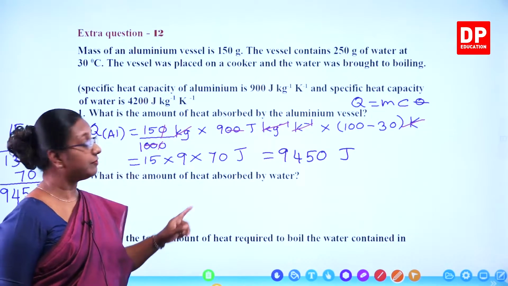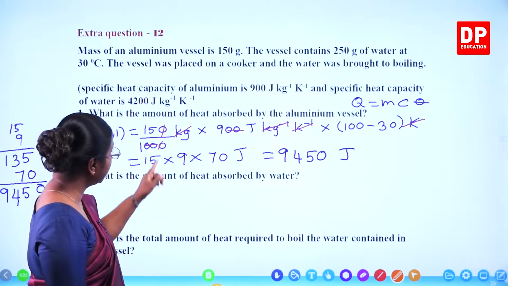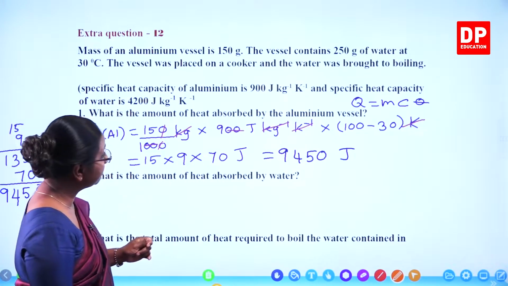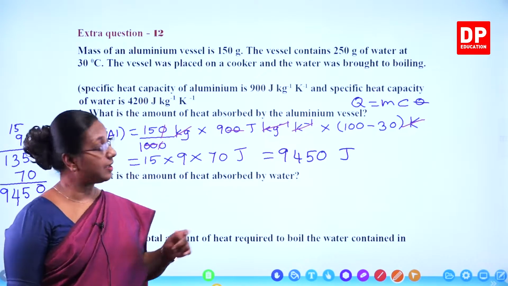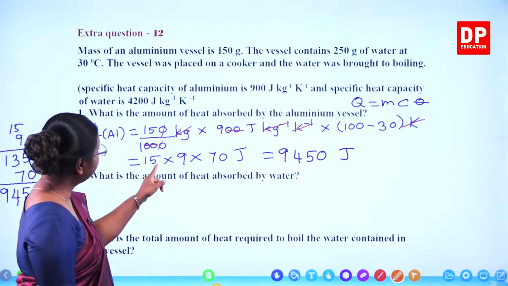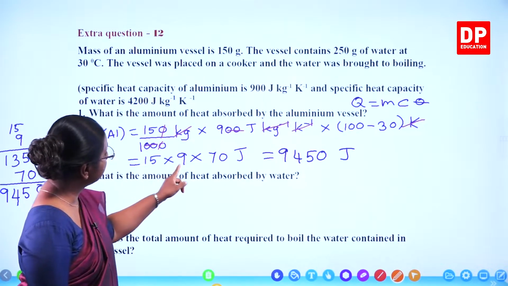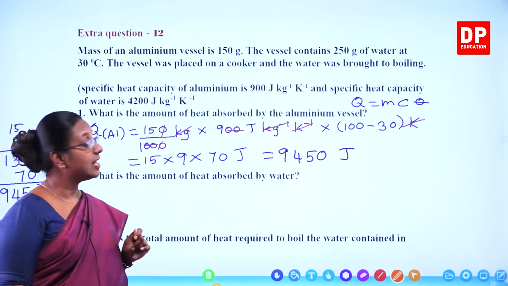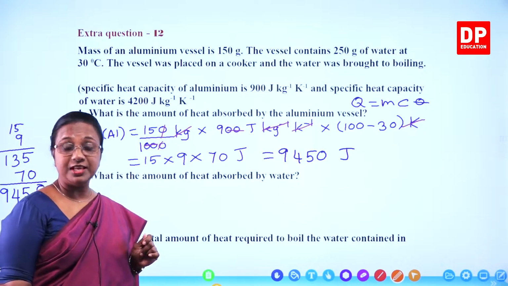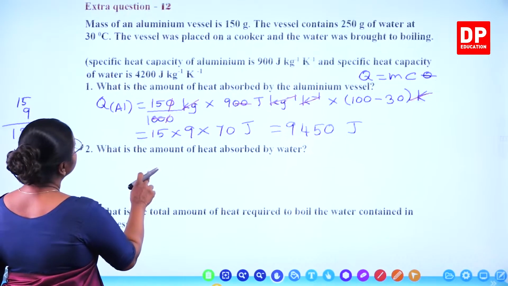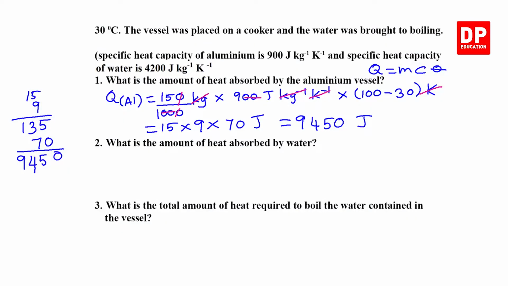Mass is 150. You have to divide it by 1000 to convert it to kilograms. Specific heat capacity is 900 and the change in temperature is 100 minus 30. So when we simplify, we get the values as 15 into 9 into 70 and we get the answer as 9450 joules. That is the amount of heat.